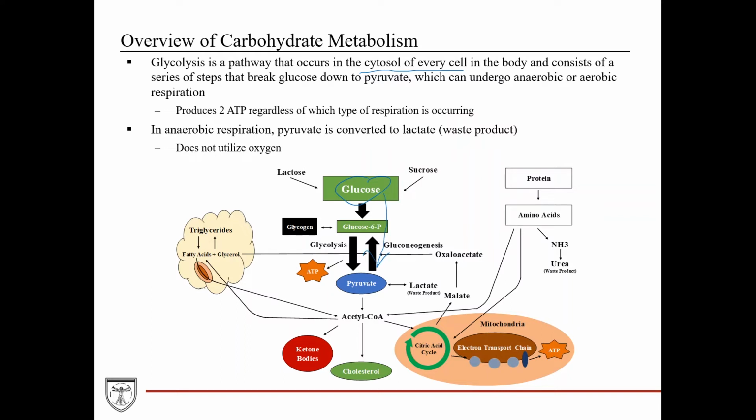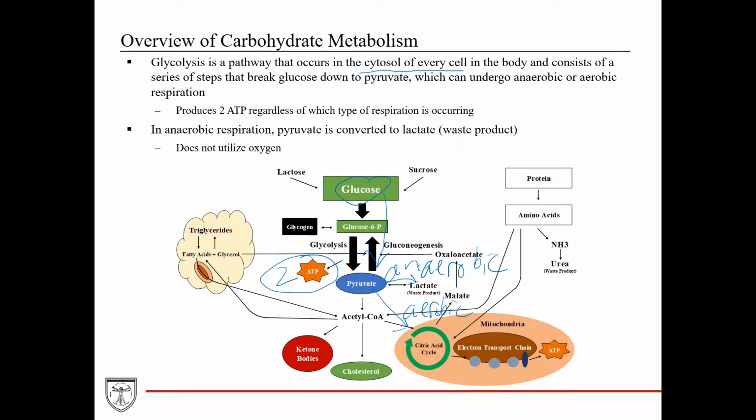Now, when you get down to pyruvate, there's one of two pathways that can result. You can either have anaerobic respiration, where you can convert it into lactate, or you can have aerobic respiration, where you convert it into acetyl-CoA and enter the citric acid cycle. Regardless, this process of glucose being converted to pyruvate generates 2 ATP. So glycolysis always produces 2 ATP molecules at the minimum.